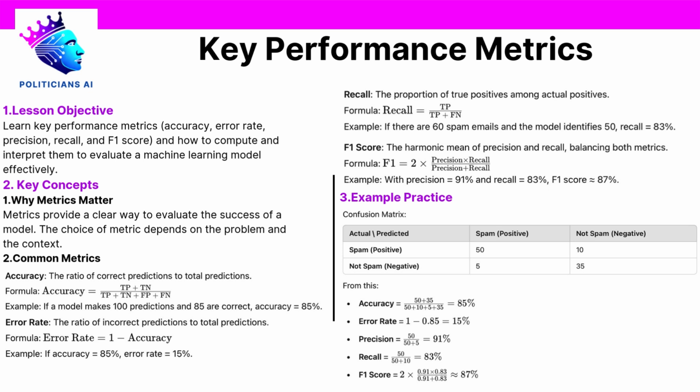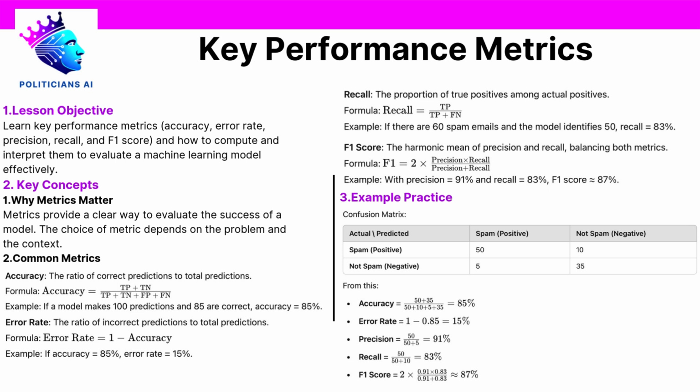First, let's calculate the accuracy. Remember, accuracy is the ratio of all correct predictions to the total number of predictions. In this case, we add up the correct predictions, 50 spam emails and 35 non-spam emails, which gives us 85. The total number of predictions is 100, so the accuracy is 85 divided by 100, or 85%. That means the model is correct 85% of the time.